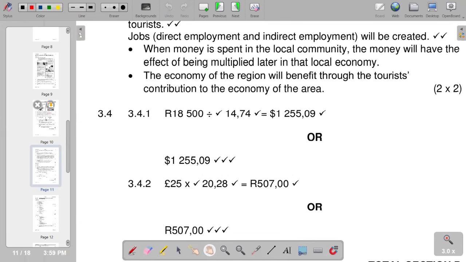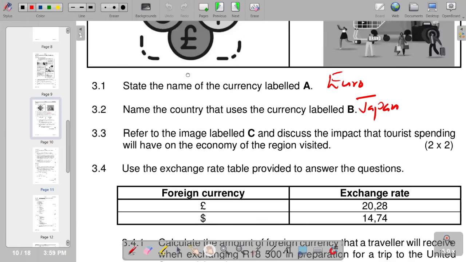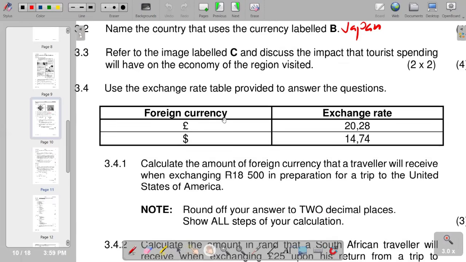Then moving on to 3.4. On 3.4, use the exchange rate table provided to answer the questions. So this is the table that we have of the exchange rate. So 3.4.1, calculate the amount of foreign currency that a traveler will receive when exchanging 18,500 rands in preparation for a trip to the United States of America.